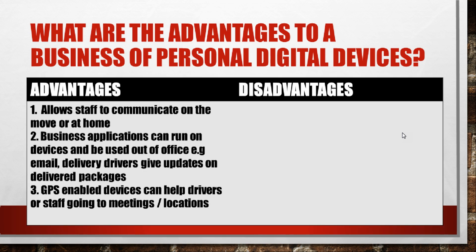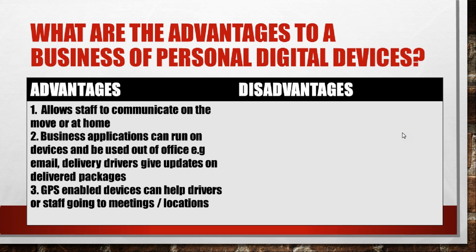The advantages of having digital devices. So personal digital devices, what are they? They are everything from digital camcorders through to digital cameras, MP3 players, smartphones, laptops, tablets. So you're in a business, why would they have them? What advantage is it to a business, any type of business, having those types of devices? Well, it allows staff to communicate on the move or at home. So if you're Bob the plumber working for a company and you've got a digital device, you can communicate on the move. Or say you're working from home, you can have your laptop connected to the office.